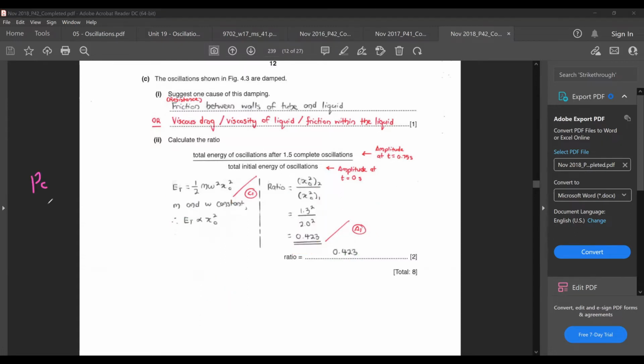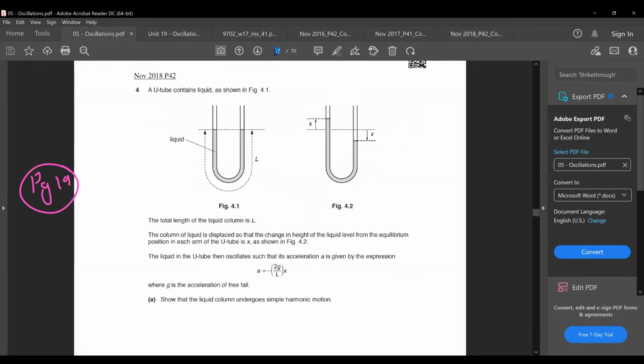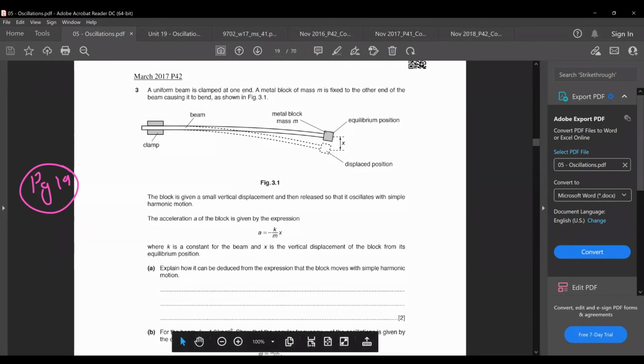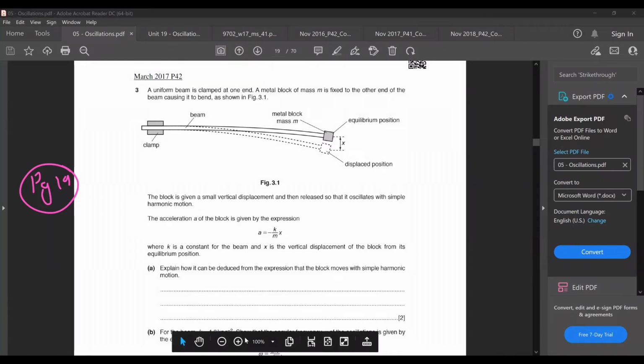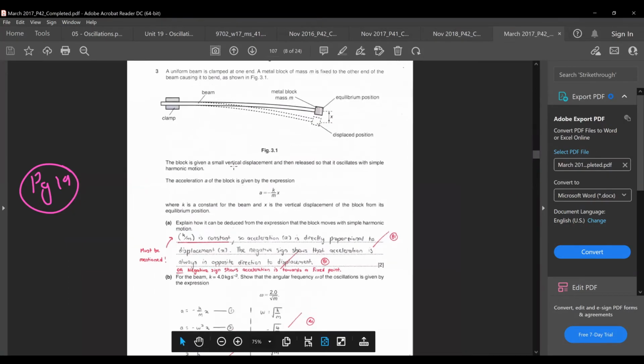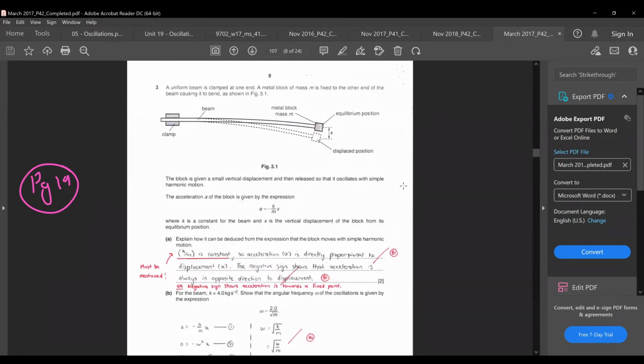Okay, so have a look at page 19 of your worksheet. So if we look at page 19, it's this one, March 2017 P42. Okay, so for March 2017 P42, we have this question here. Now notice this diagram is similar to the question that we did earlier just now, where they had a very strange looking graph that looks like an acceleration versus displacement graph, but it's actually not the one that we want.